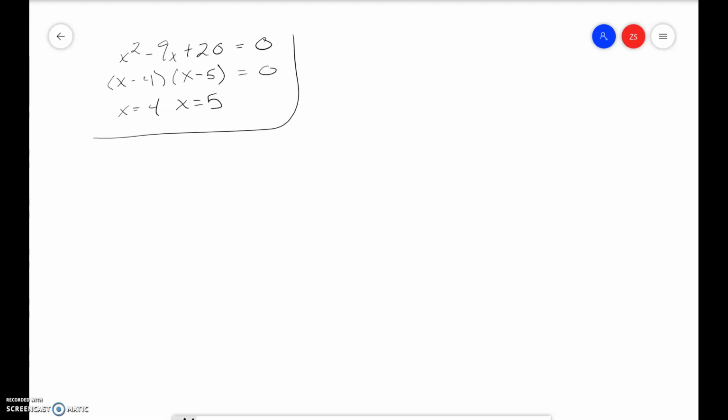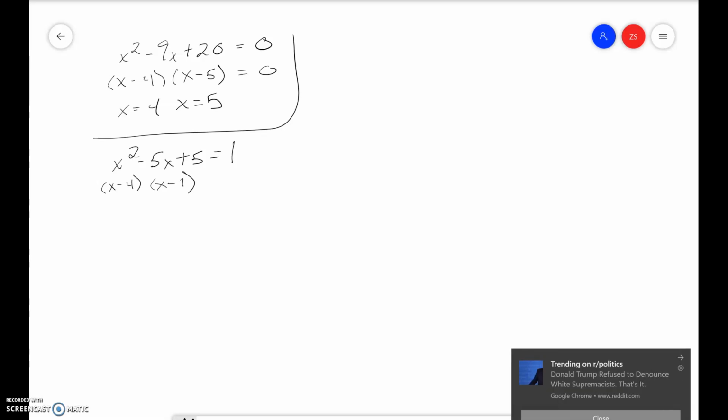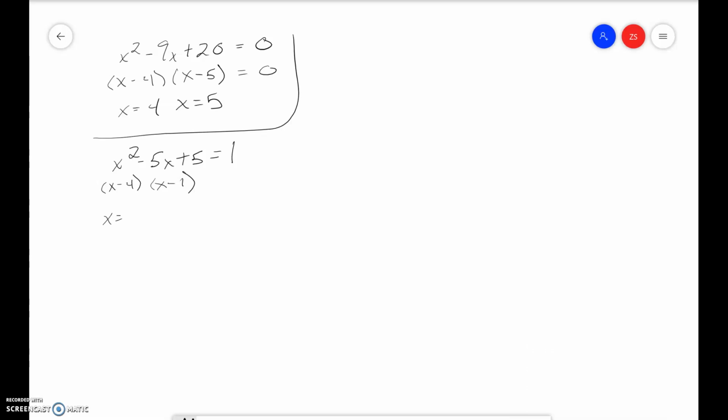What they didn't get, though, is if x squared minus 5x plus 5 is equal to 1, because 1 raised to any power is also going to be equal to 1. So that can also work. If you factor this one out, you get x minus 4, x minus 1. As you subtract 1, it's x squared minus 5x plus 4. So you know that x can equal 4 or x can equal 1.